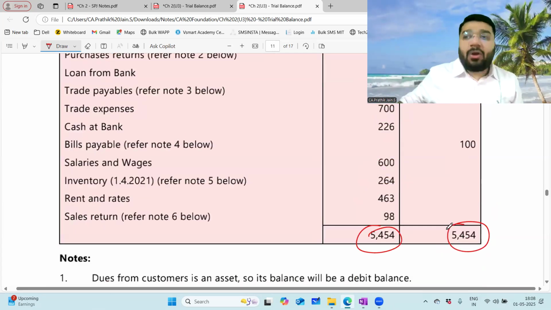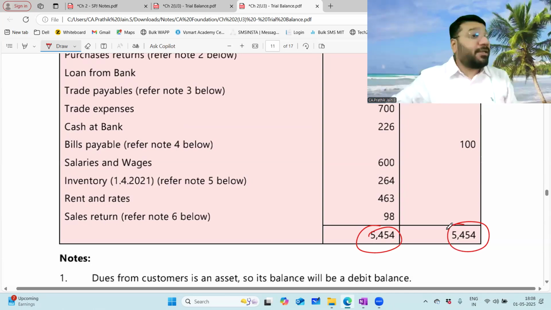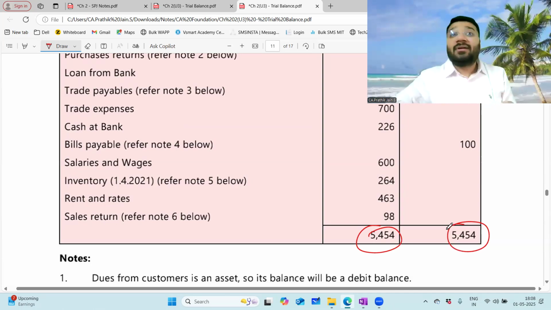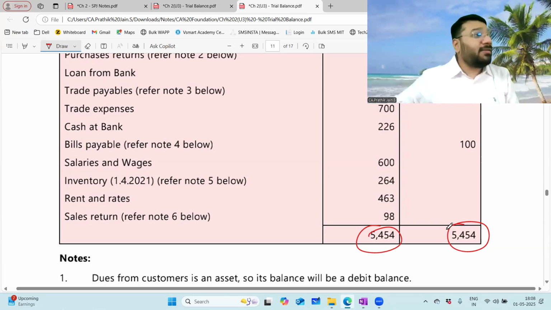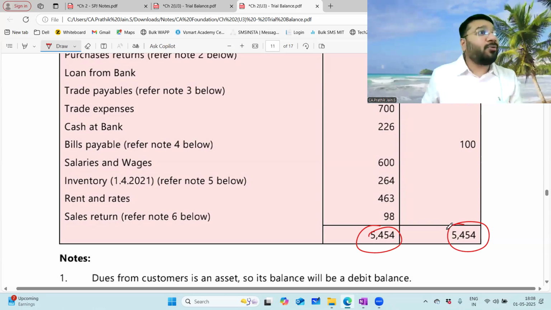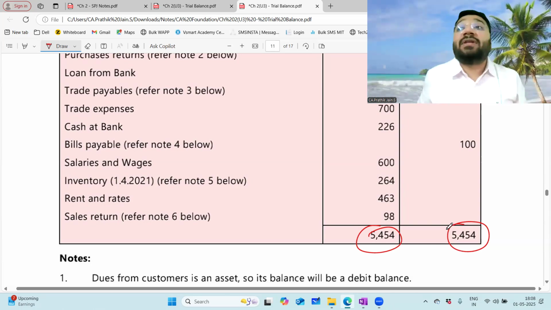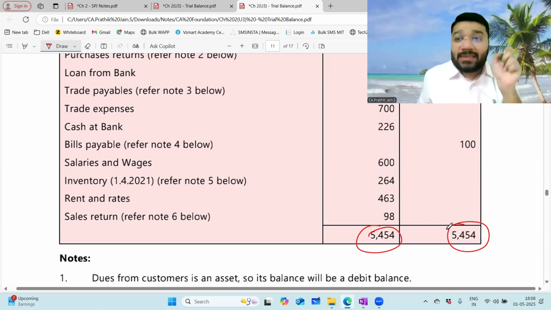It is not possible all the ways. Sometimes the balance will not match. In that case, what are you supposed to do? You are helpless. You were given only the trial balance. Difference is coming. How will you know what difference this is? Did you prepare accounts? No. So in that case, you'll place the difference in suspense account.